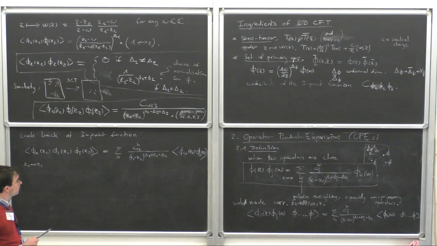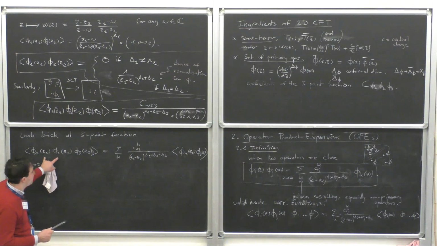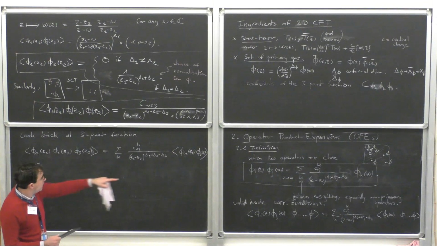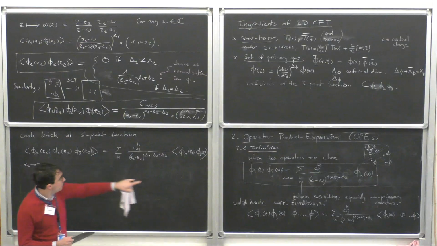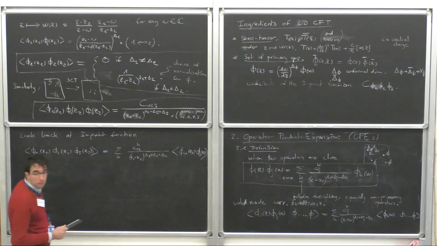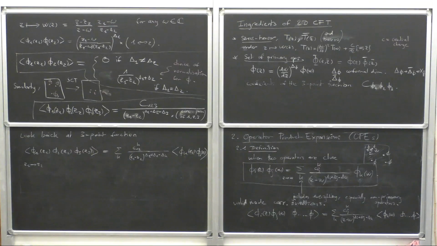I literally did this now. i is 1, j is 2, z is z_1, w is z_2, and then it's just this identity plugged in here. Or did I make a mistake?